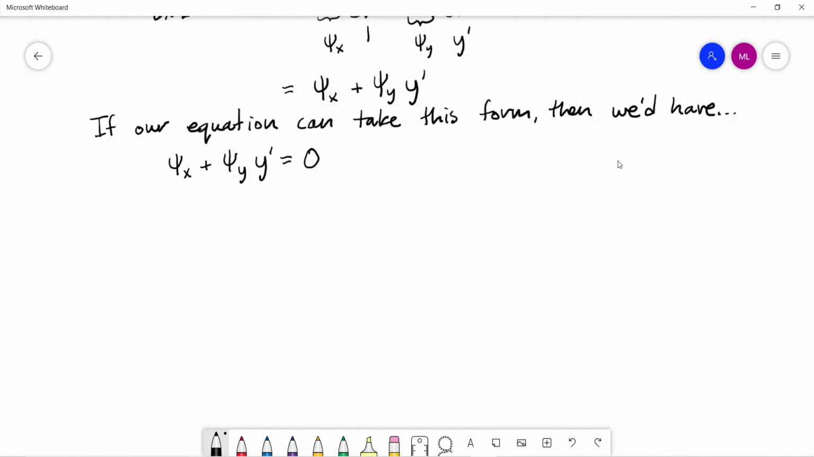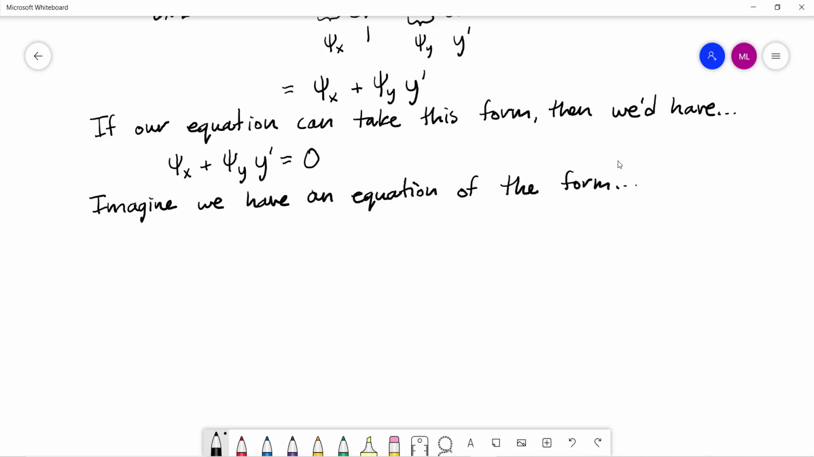So let's talk generically. Imagine we have an equation of the form, let's call it m of x,y, some generic function that can be a function of both x and y, plus n of x,y times y prime equals 0.